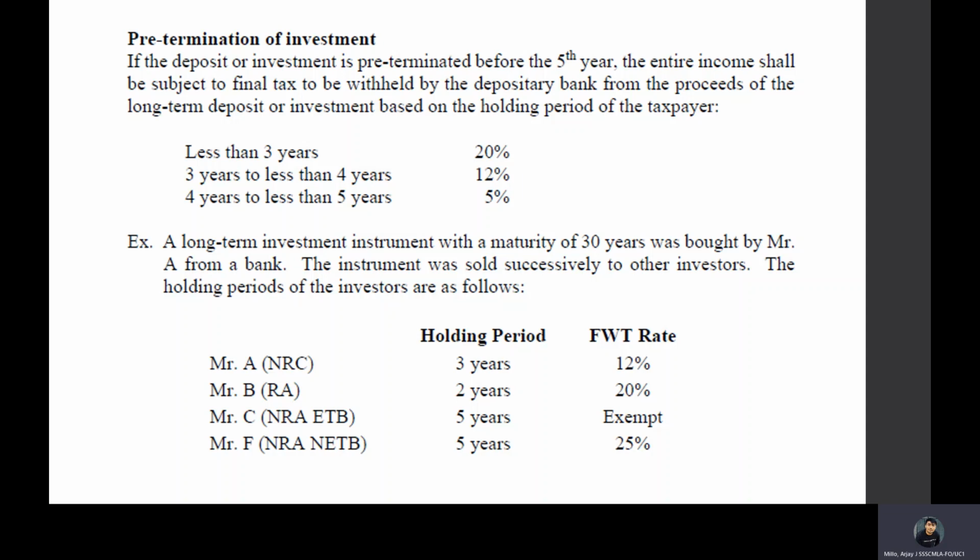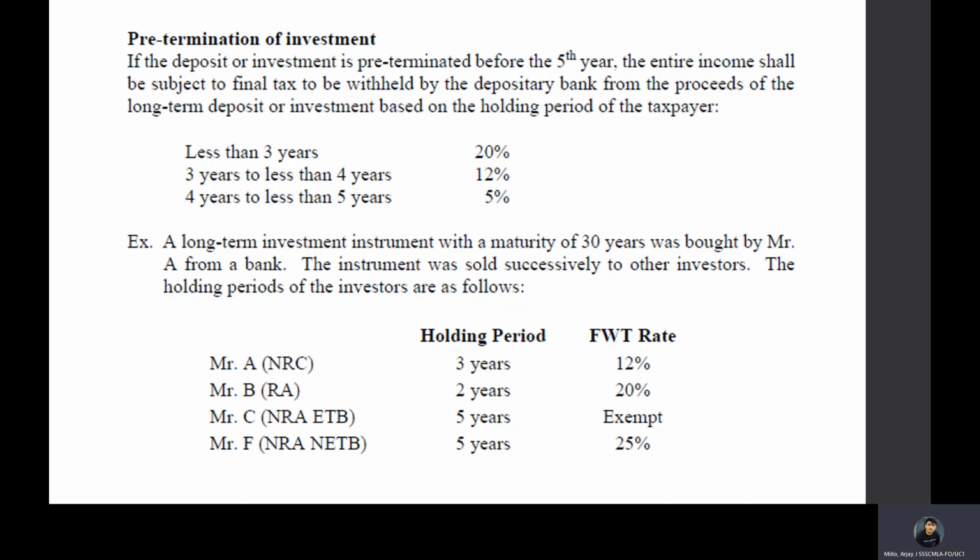Tapos ito, example problem. So in our quizzes and future exams, I'll be incorporating type of questions na ganito. For example, a long-term investment instrument with a maturity of 30 years was bought by Mr. A from a bank. The instrument was sold successively to other investors. The holding periods of the investors are as follows. So unang-una, check na agad yung long-term investment na at least 5 years daw yung maturity, 30 years yun, and issued by a bank. So pasok agad yung dalawa. So kailangan na yun, yung holding period na dapat 5 years din.